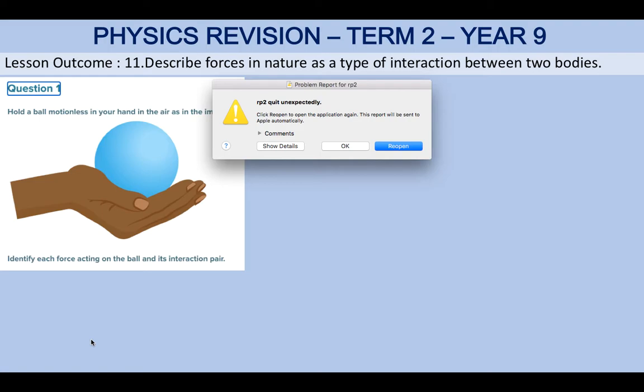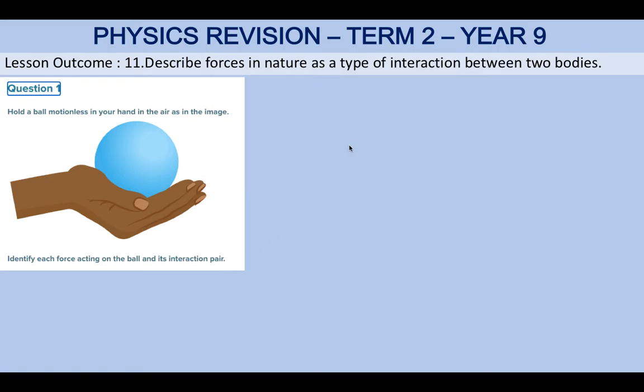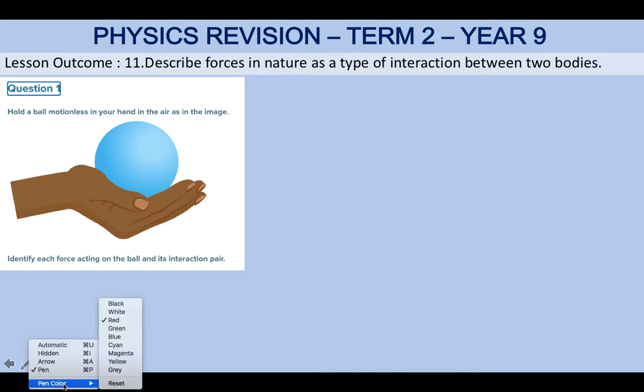In this question, we are going to discuss the interaction pairs related to Newton's third law, right? I'll give you a small tip before solving this, and then we will proceed to solving this question. Interaction pair is something that is equal and opposite in magnitude to a force that is acting on an object.